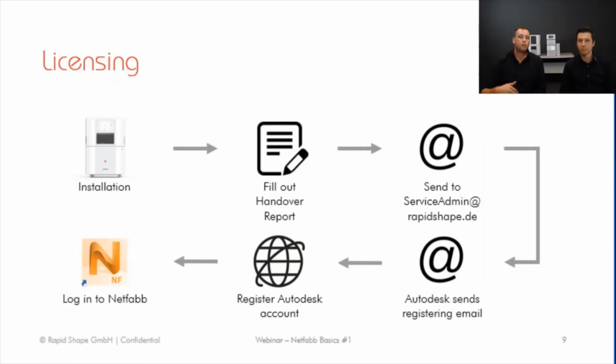And this needs to be filled in with the contact details of the main operator of the printer, because once the handover report gets sent to our rapidshape service admin email, we will then forward that information through to Autodesk. Autodesk will then create an account and contact the main user, so the contact details of whoever's filled out the handover report, and then be requested to register with Autodesk. This is very important, because what we've had in the past is maybe protocols have not been submitted, or the registration email has gotten lost on the customer side.